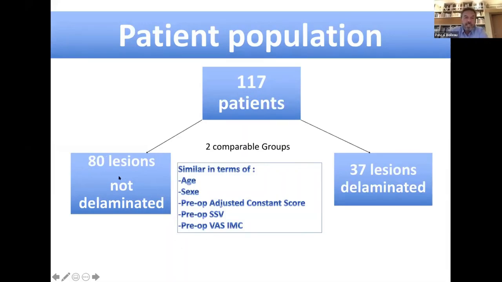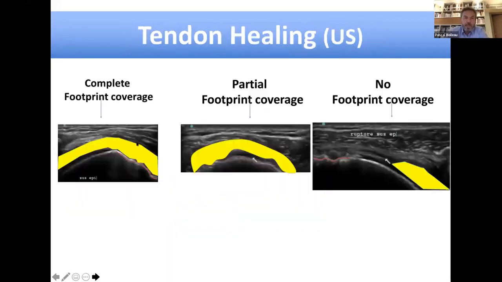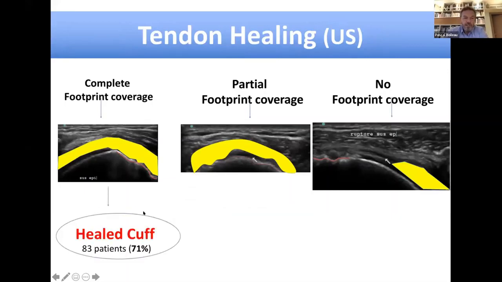There were 80 cuff tears that were not delaminated, and 37 tendon tears with delamination of the tendons. So we saw the patients 2 years after the surgery, and we made an evaluation of their shoulder function, but also an evaluation of their footprint coverage.